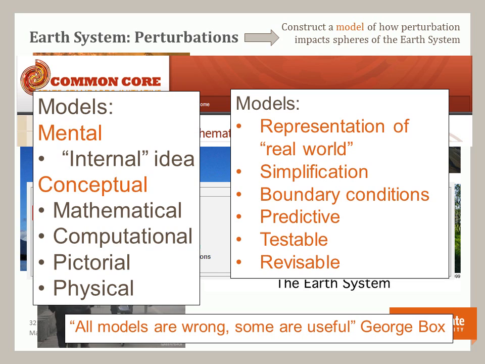So here are some characteristics of models to remember. For one thing, models are representations of the real world. They are an attempt to connect observations with ideas. They are necessarily simplifications because it's very hard to produce a model that's an exact replica. They have certain boundary conditions. That is, you have to define the starting and ending conditions the model has in order to construct something that can actually be run. They are predictive, they are testable, and they are revisable. Okay, so these are some of the characteristics of models.